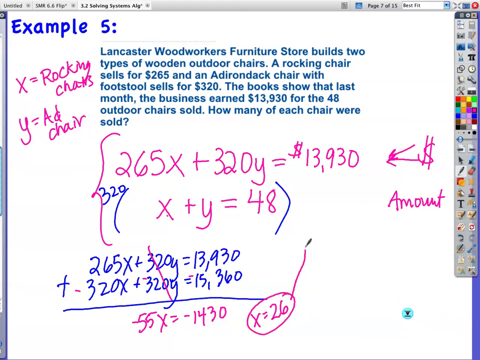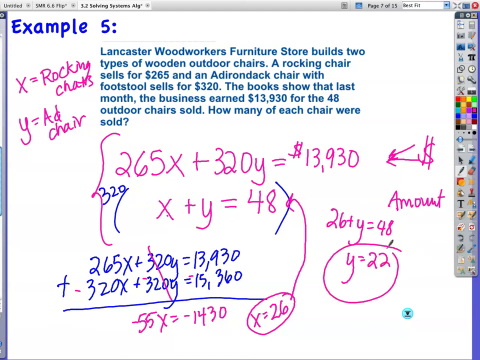Okay, I think this one looks way easier than the other one. So 26 plus y equals 48, and that's going to give me 22. Okay, now what does this mean in terms of the problem? Oh, yeah, that means how many of each chair were sold. Well, that means they sold 26 rocking chairs and 22 Adirondack chairs with the footstool.